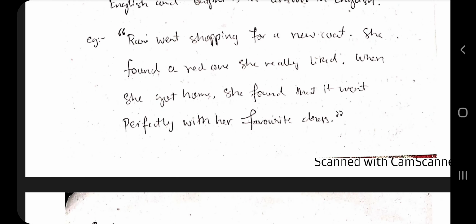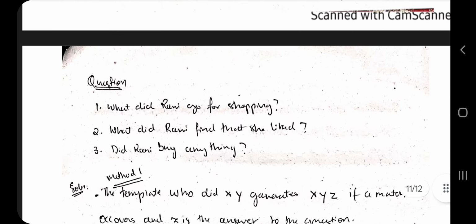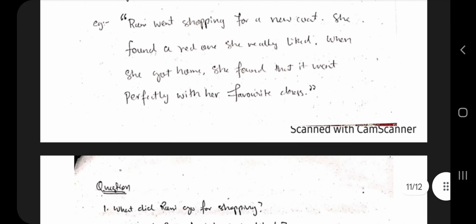It is possible that she bought it, or she went home without buying and found that it was perfect with the favorite dress she already had at home. So it's not specified if Rani bought it or not, right? In the next levels of AI, it could be given the possibility that she bought it, based on sentiment analysis, even what we could not recognize, that the AI can recognize using complex AI techniques. And that's what question answering is in AI.